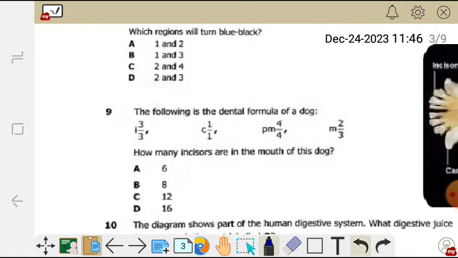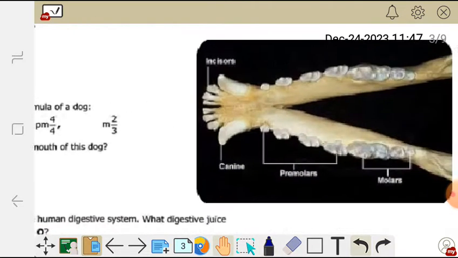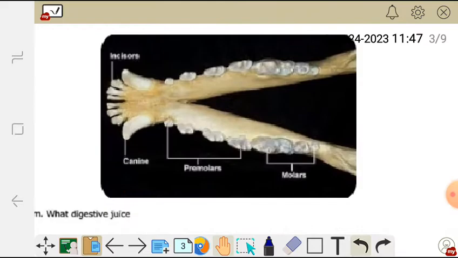So question 9, the following is the dental formula of a dog. So this is a dental formula of a dog, showing the number of incisors, canines, premolars, and molars in a dog. How many incisors are in the mouth of this dog? Okay, so let's first see the dental structure of a dog in this diagram here. So this is a dental structure.